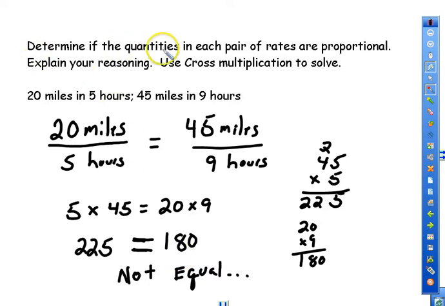It says determine if the quantities in each pair of rates are proportional. Explain your reasoning. You're going to use cross multiplication to solve. So we have 20 miles in 5 hours, separated by a colon or semicolon, which then is 45 miles in 9 hours. Well, using cross multiplication to solve, first of all, we have to write these as a ratio.